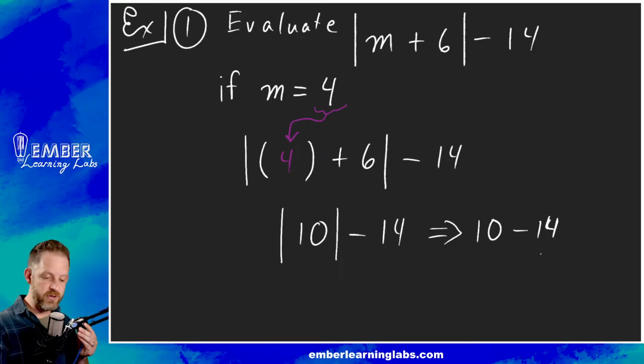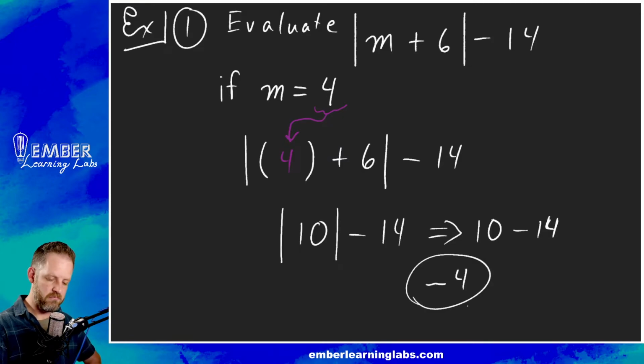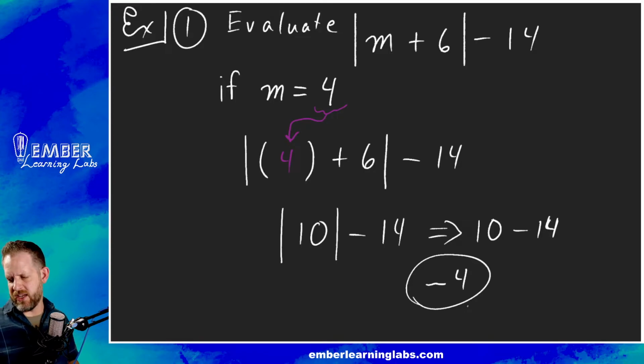So 10 minus 14, the signs are different. We subtract and keep the sign of the bigger one. So the final answer here is -4. That's easy peasy. So that's just using absolute value. Now, what if we see absolute value inside of an equation? Let's take a look at that. This is going to be example number 2.